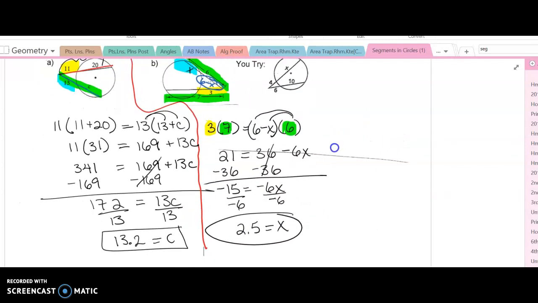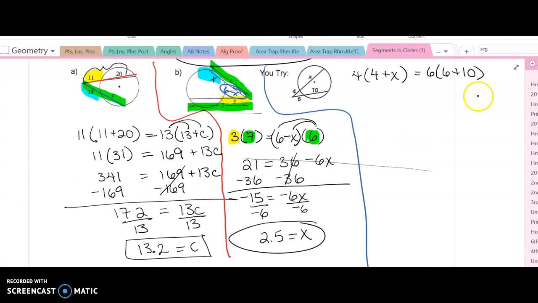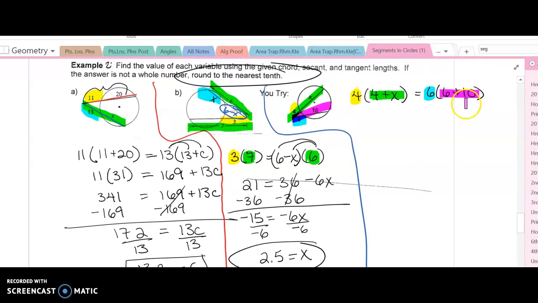All right, so pause the video and try the next one. Okay, so I hope you said on the top secant, 4 times the whole secant, which is 4 plus x, that's the whole thing. Then on the bottom secant, 6 is the outside piece, times 6 plus 10, which is the whole thing. Maybe you just went ahead and called that 16.